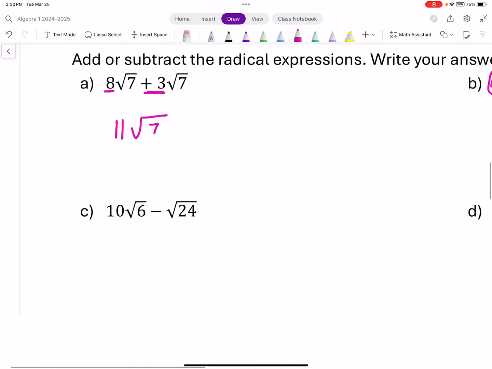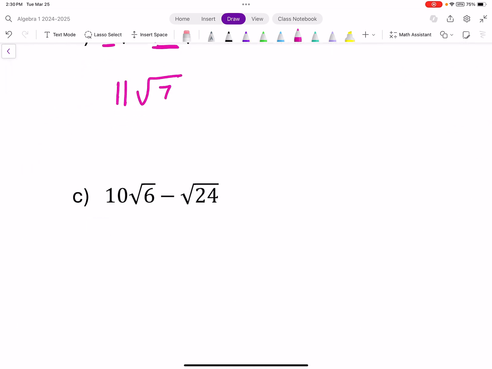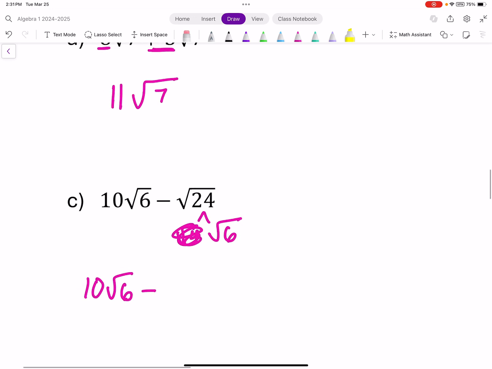All right, if we look at letter C here, I see a radical 6. We already know from the last one I can't break that up, but I can break up 24. So I'm going to keep my 10 radical 6, and I'm going to break up 24. So that's going to break into 4 and 6. I can do the square root of 4.